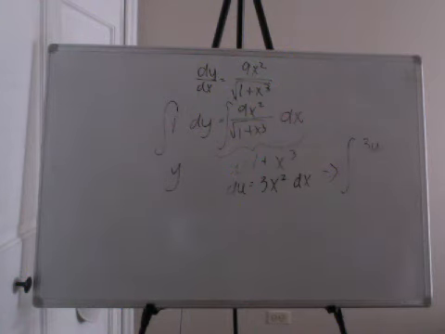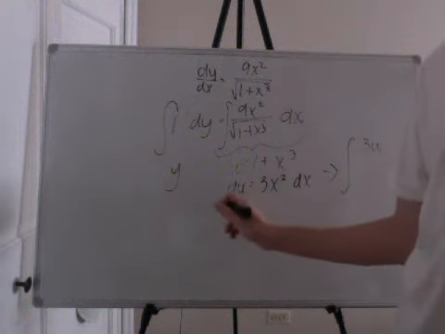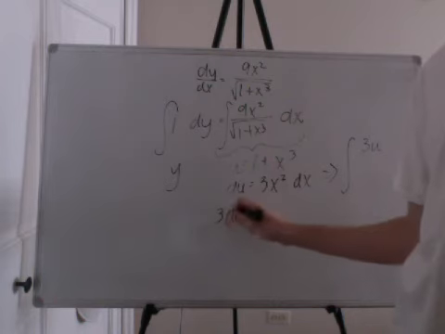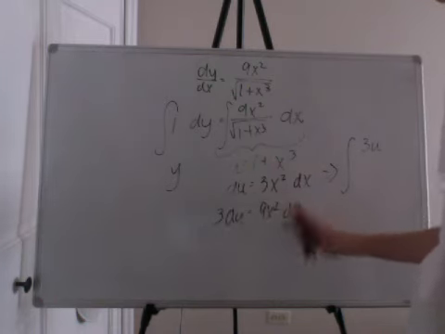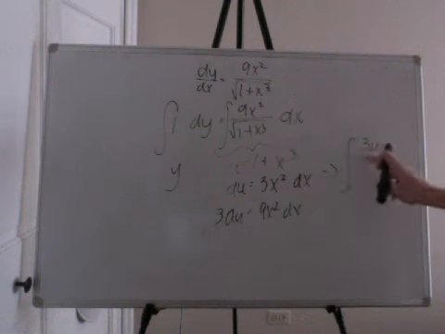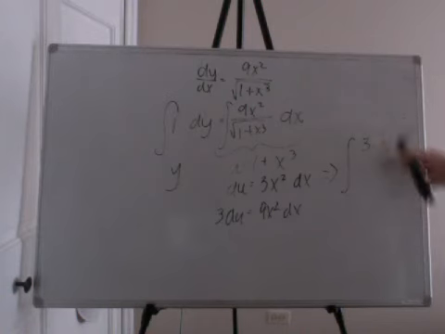Okay, that makes sense, because if you multiply this by 3, you get 3 du equals 9x squared dx, which is what we want to plug in here. So you have to put a 3, and then there'd be a du right here.